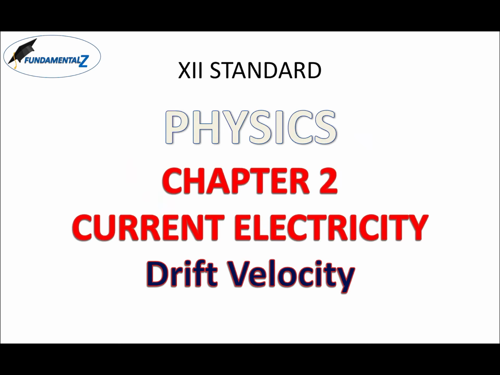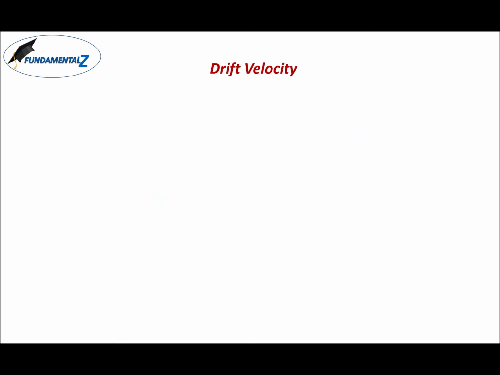Today we are going to see 12th standard physics chapter 2, current density, and under that a small topic known as drift velocity. So what is velocity? Velocity is nothing but we say it is the speed at which a particular object moves.